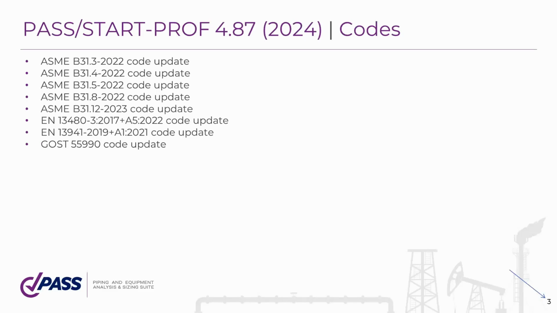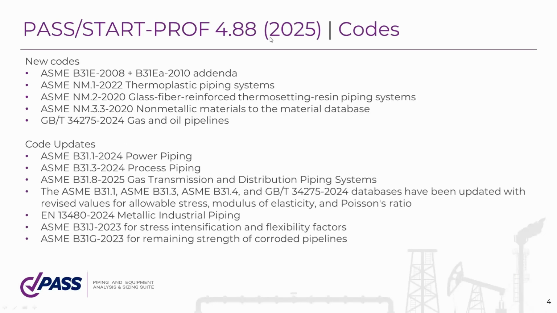So, the first feature is the code updates in 2024. In version 4.87, we added and updated some codes. It is ASME B31E, H12, and European codes for underground and above ground piping systems, and also GOST code. And in the next version 4.88 in 2025, we added new codes.